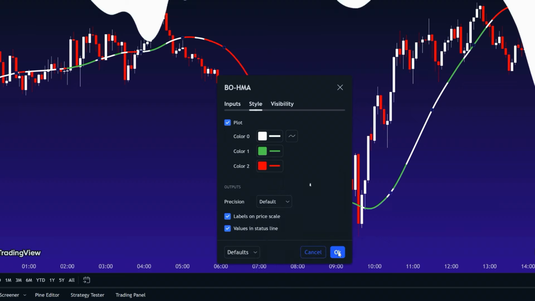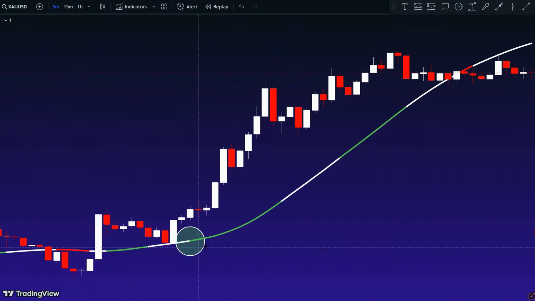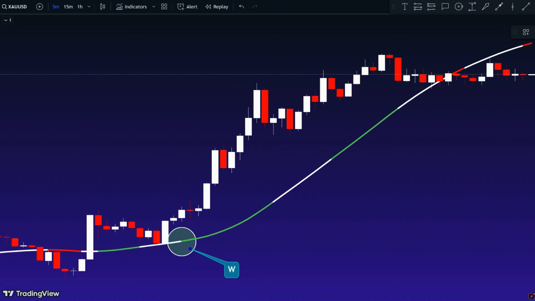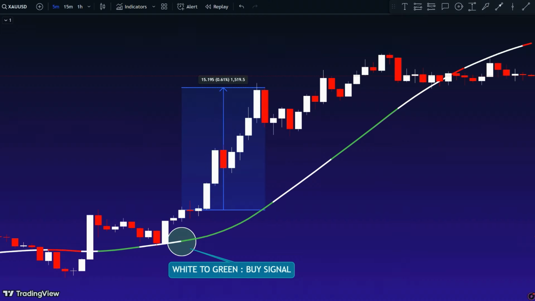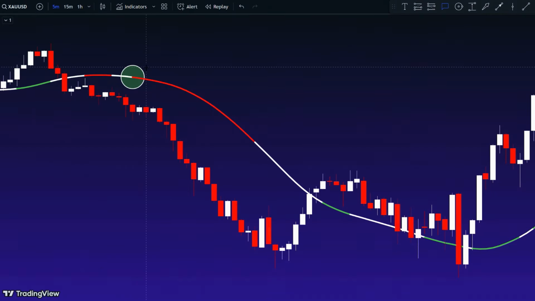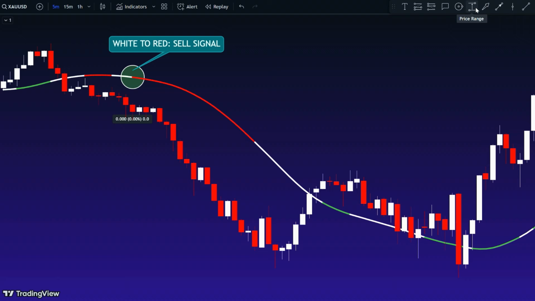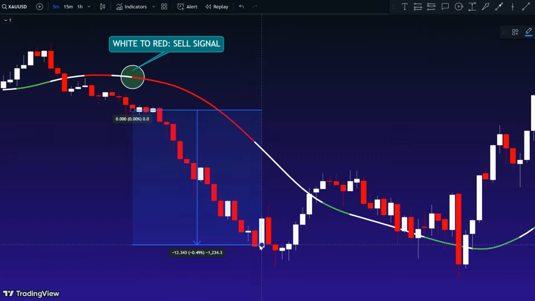With the optimized settings, monitor the indicator line for color changes. A transition from white to green indicates a buy signal, while a shift from white to red suggests a sell signal. White lines represent a no trade zone, so it's important to wait for a green or red signal before entering trades. An essential aspect of this strategy is understanding the significance of the white lines.